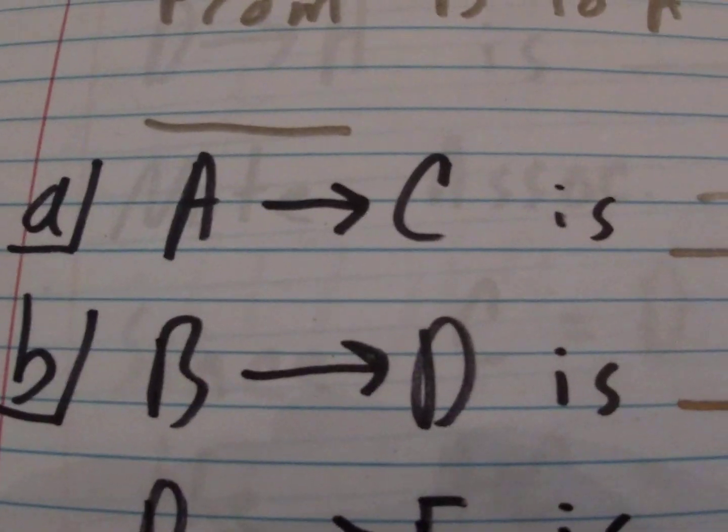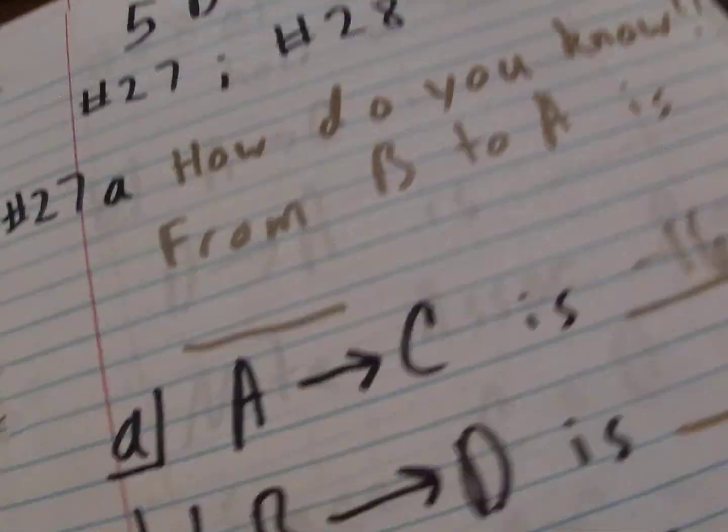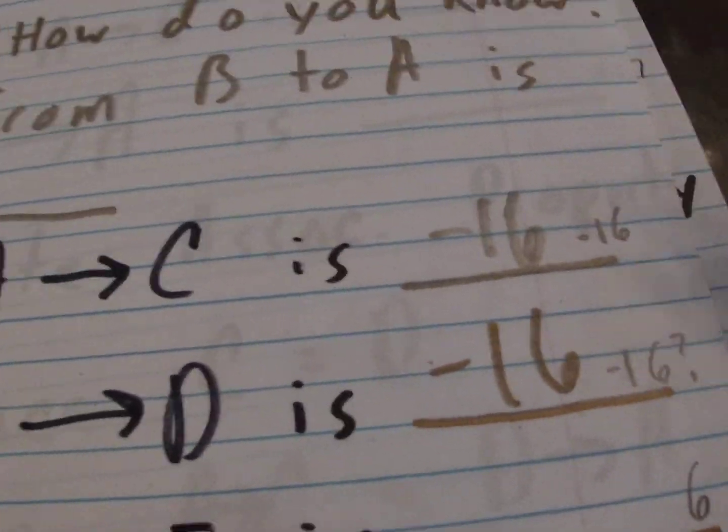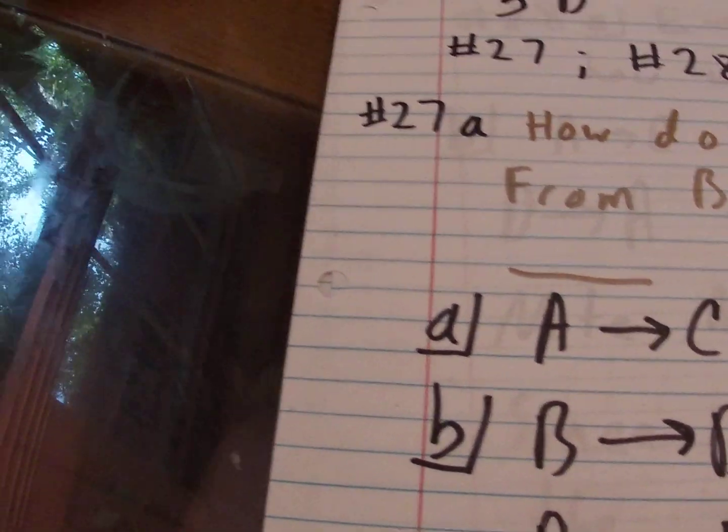The next thing it asks you is going from B to D. Now I went ahead and counted it out, and again it ended up being negative 16. Okay, it was down 16. It's important that as you watch me being systematic, you notice that I'm keeping track of my negatives, up or down. B to D was down, so was A to C.